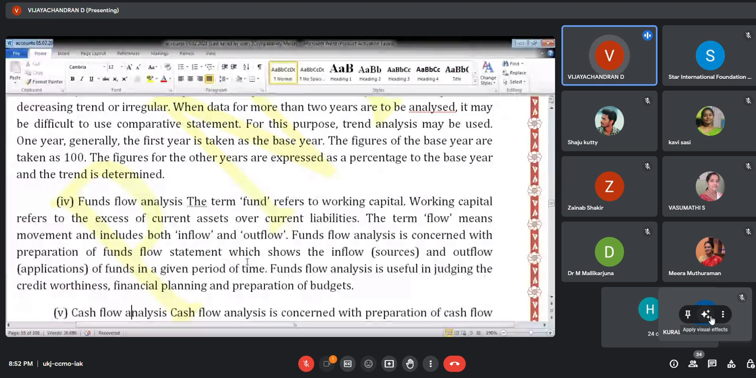So you should be very thorough. They will ask in your examination. Also, you should be very careful about the way the question is worded. Suppose they ask: you are repaying the bills payable. What is the change in the working capital? They will ask this in your examination.